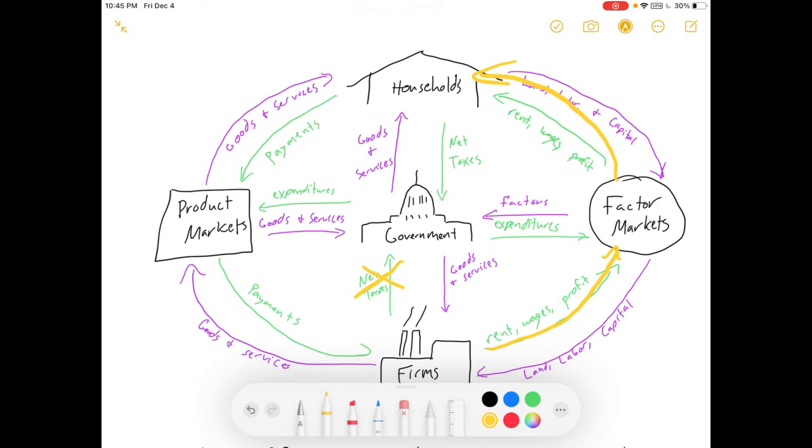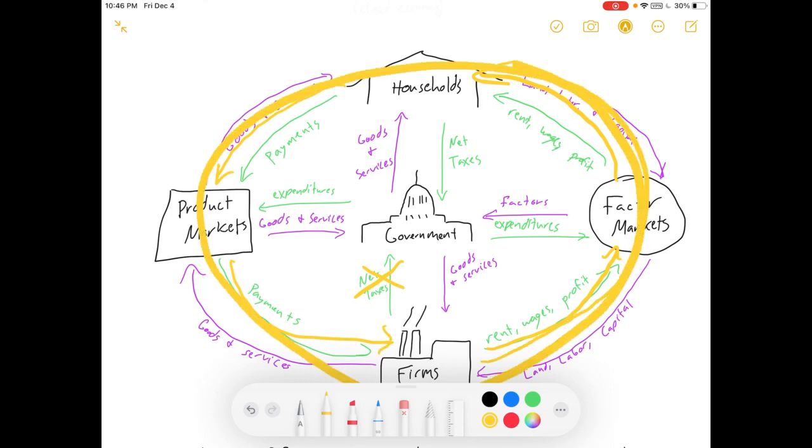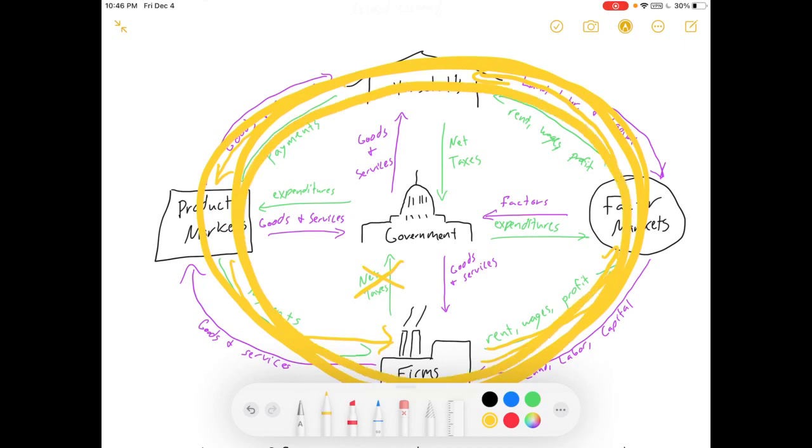Now, in the case of it just being higher profits, it would be specific households, the ones who own the firms, but you get the idea. Those households will buy more stuff, which means more money makes its way to the firms. And then we get this round and around process again.